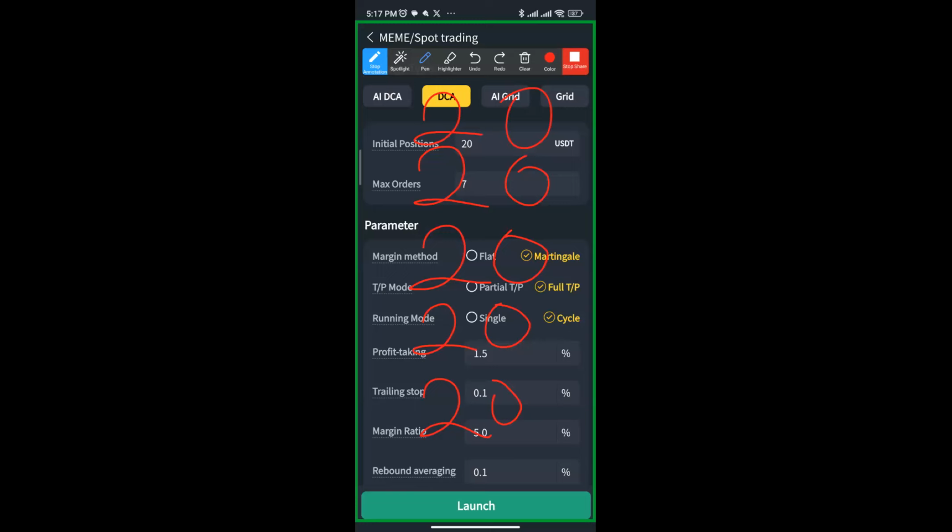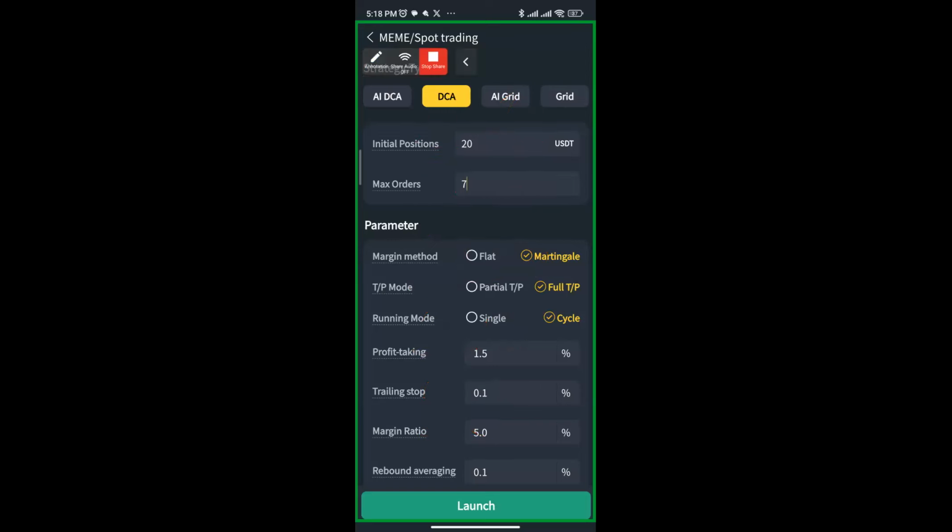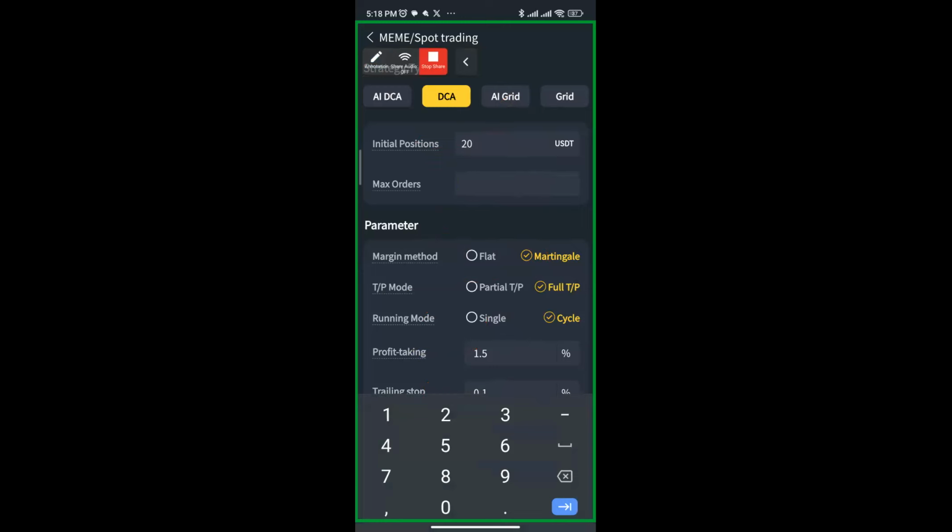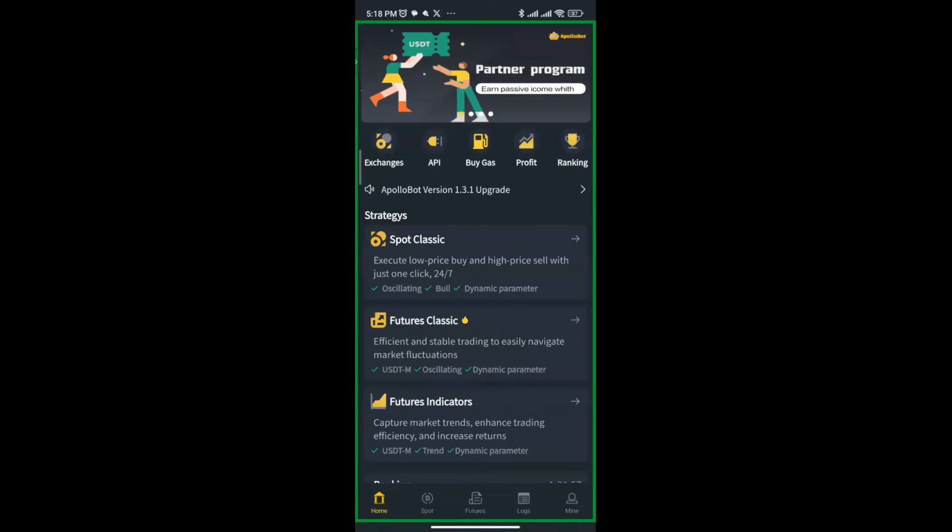Okay, so you choose the flat. I hope I'm clear. So you use the flat, and the next thing you want to do is you edit this to 5, into 5 places, not 7, because it will not work. Okay, so you can trade between $15 and $20. All right, you can trade between $15 and $20. Okay, so this is the second method I've talked about.